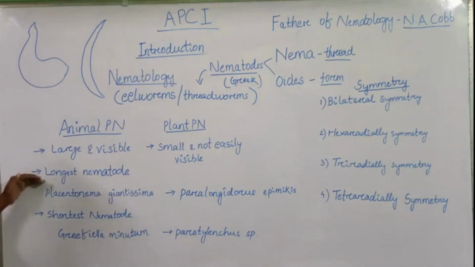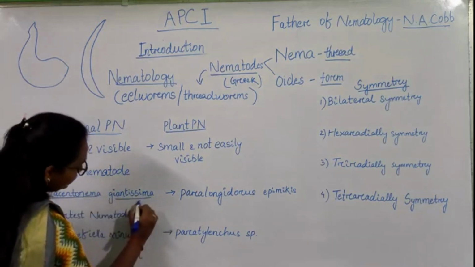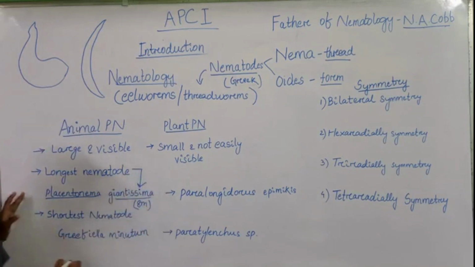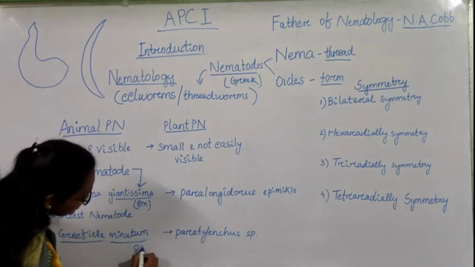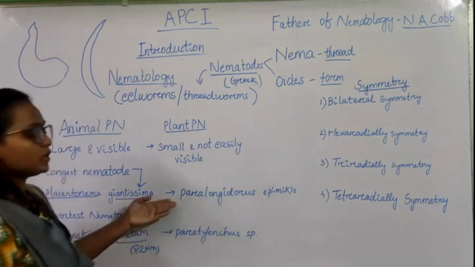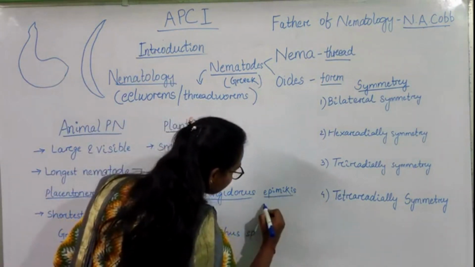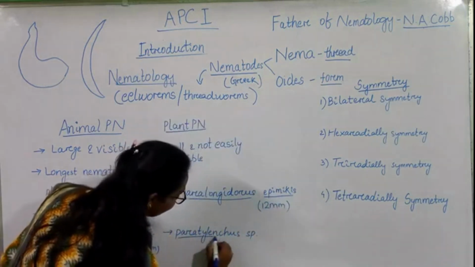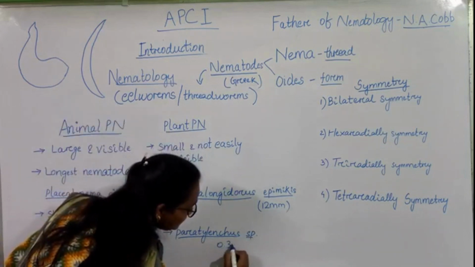Here, the longest animal parasitic nematode is Placentonema gigantissima, which is around 8 meters in size. And the shortest animal parasitic nematode is Graphidiella minor, which is 82 micrometers. Coming to the plant parasitic nematodes, the longest is Paralongidorus epimikis, which is 12 mm in length, and the shortest plant parasitic nematode is Paratylenchus species, which is 0.3 mm.